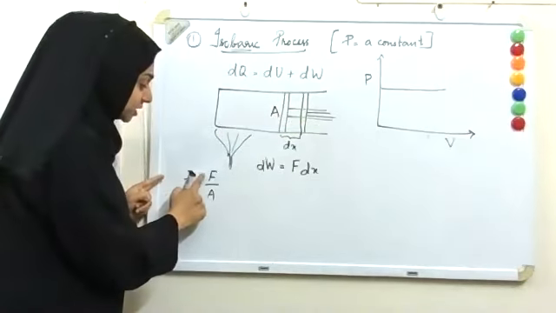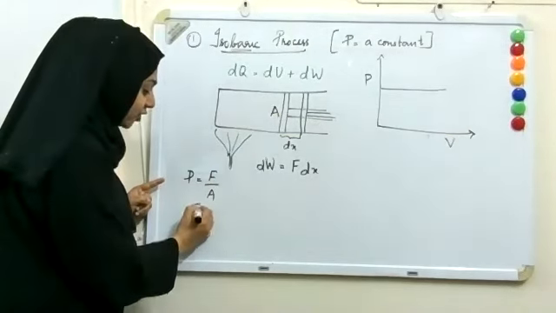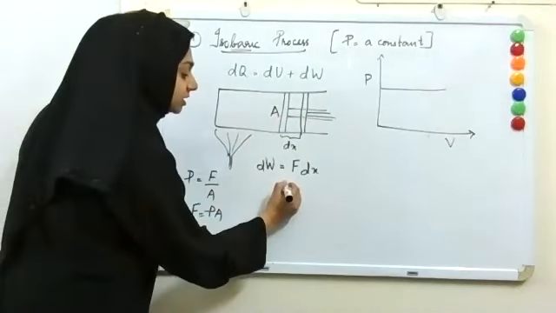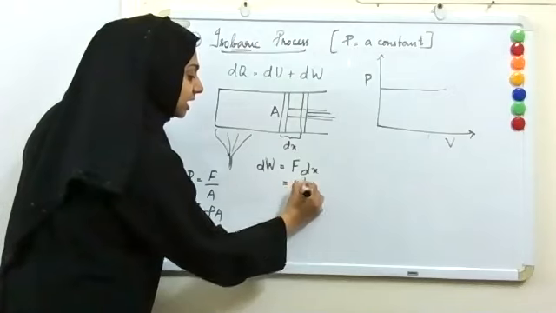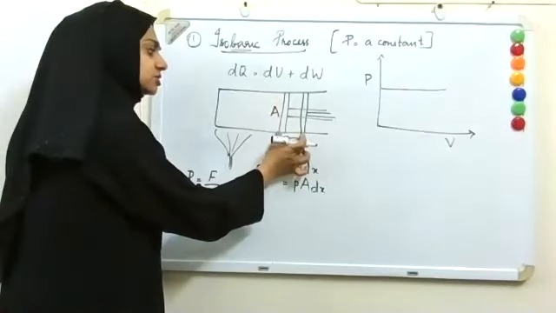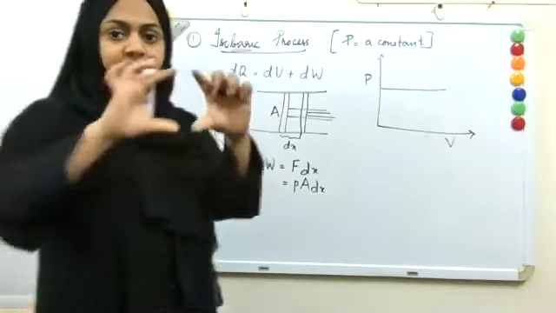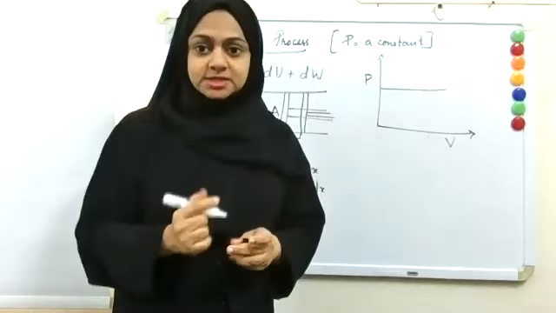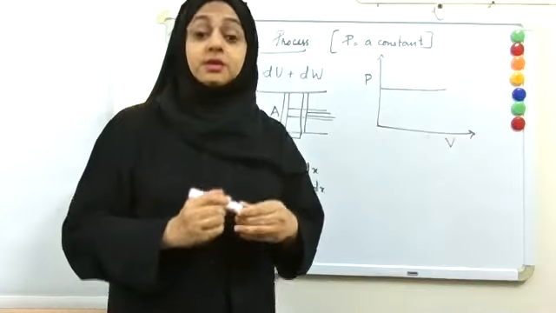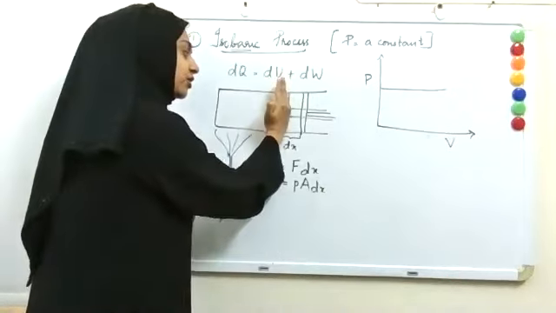But we know that pressure is equal to F by A. So I can write force is equal to pressure into area. So I can write this as pressure, area into dx. What is area into this distance? If you have a rectangular box, yes, Hasina, tell me. The change of volume. Yes, it's the change in volume because this is the area of cross section.